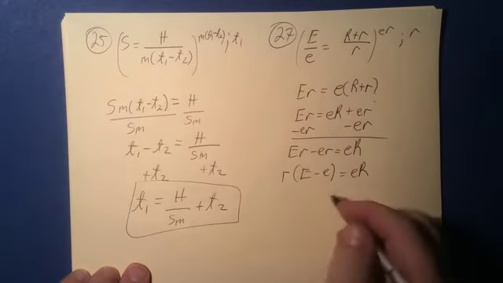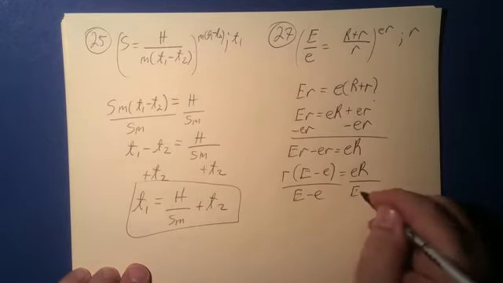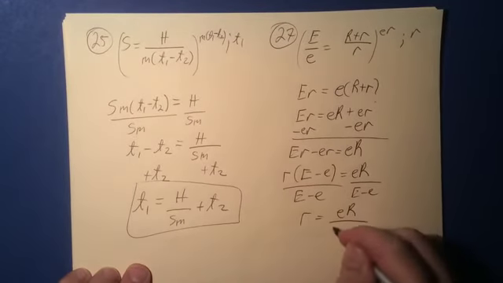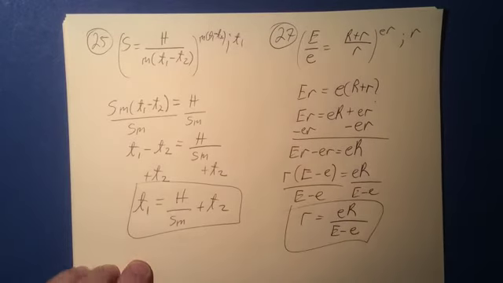Now that I factor the r out, I can divide both sides by big E minus little e. And r equals little e, capital R, over big E minus little e. And that is done.